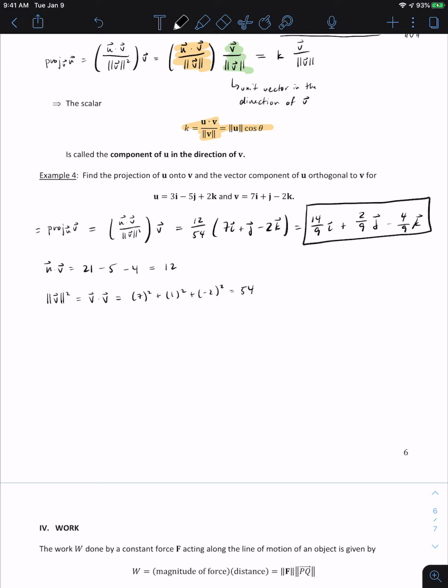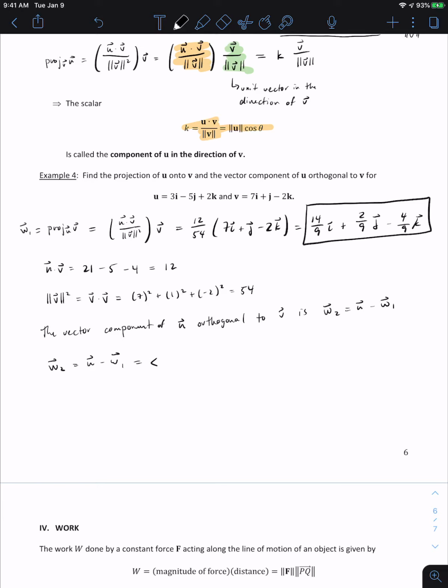Right, so if this was the projection, which is w sub 1, then the vector component of u orthogonal to v is that vector w2, which is u minus w1, which was the projection, right? So w2 equals u minus w1.